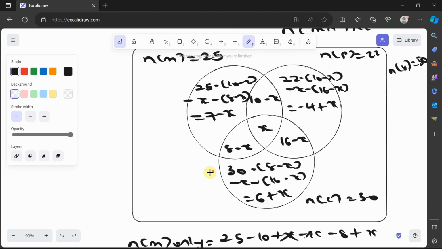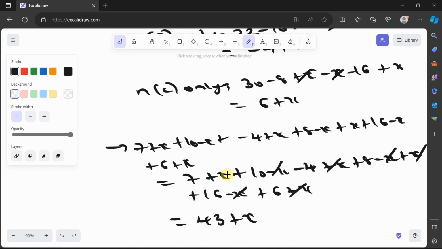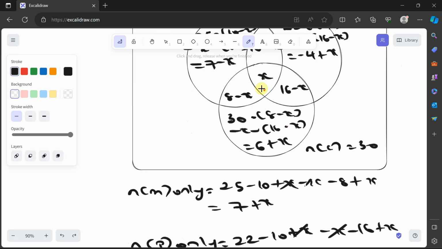Of course, 43 plus x will be equal to the total number of people, which is equal to 50. So that means our x will now be equal to 50 minus 43, and that is equal to 7. So the number of people that actually did all three is 7.